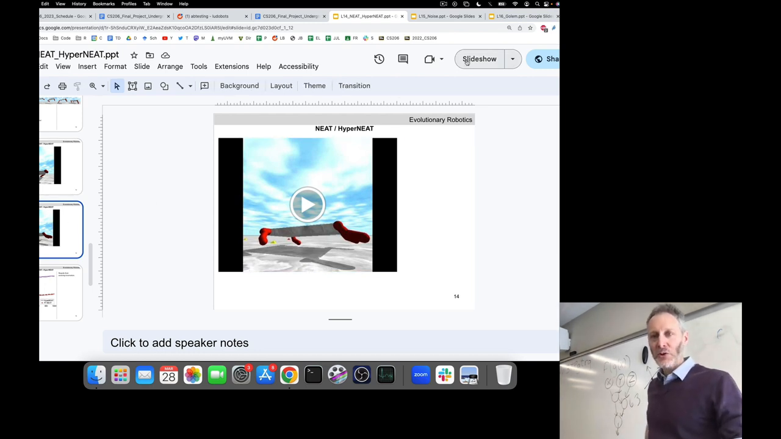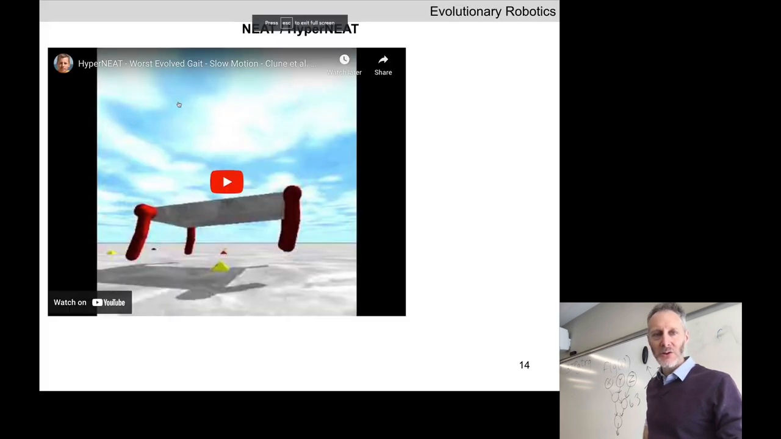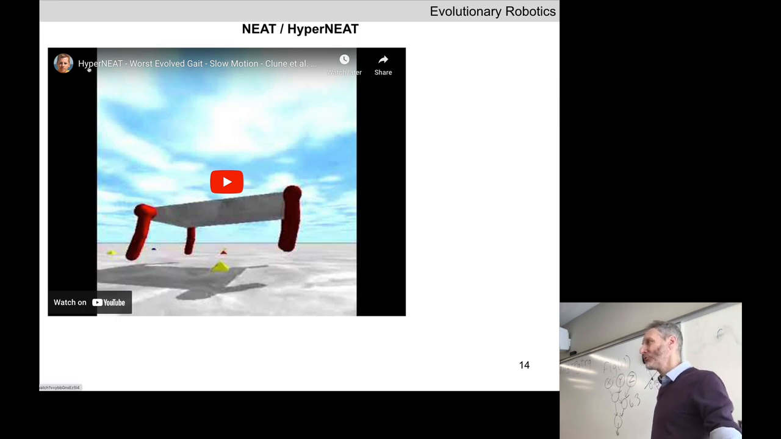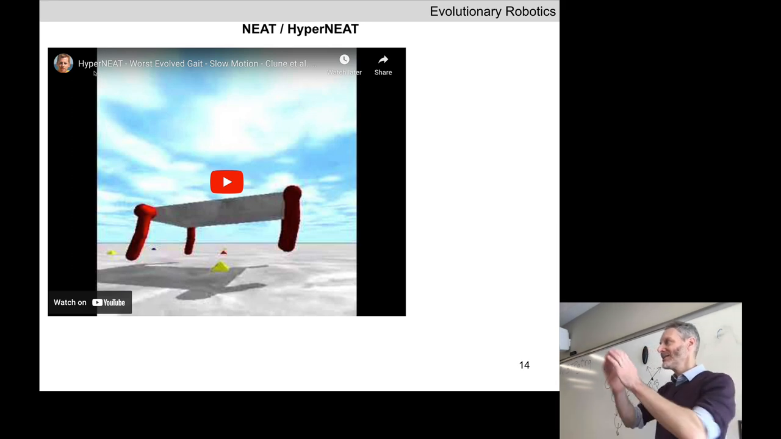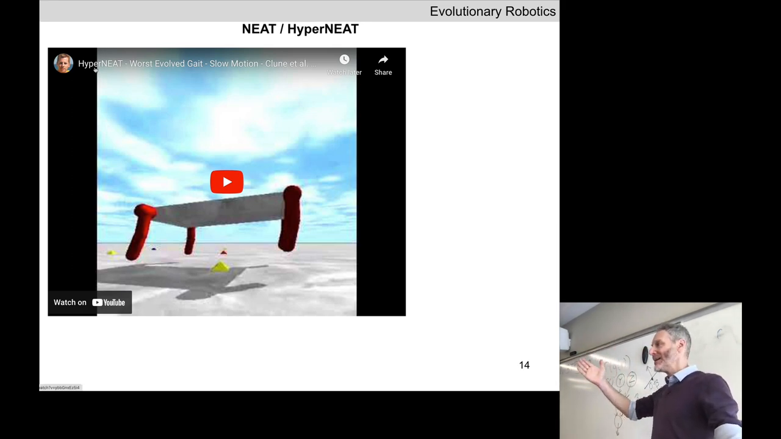What I would have shown you in this video, maybe I can in a minute or two, is the worst evolved gait from variant A, from HyperNEAT. So they tried to be particularly hard on variant A. They did a whole bunch of runs of HyperNEAT, and among all those runs, they took the one that produced at the end the worst gait, the slowest, basically the worst of the best. You do a whole bunch of runs of HyperNEAT, you take the best neural network from each of those runs, and among those champions, you take the one with the lowest fitness.